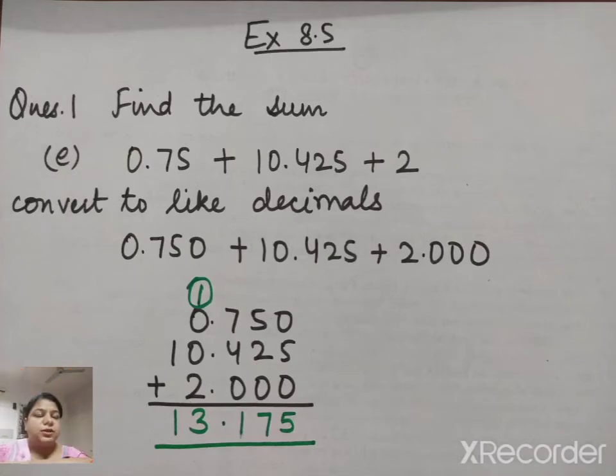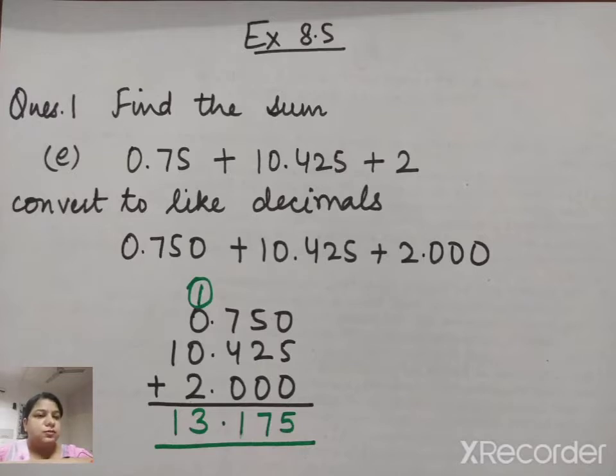Good morning everyone. Now we are going to solve some questions from exercise 8.5, right? So question number 1 is, as we have done earlier also, the addition of decimal numbers. So we are going to discuss the E part. It says 0.75 plus 10.425 plus 2.